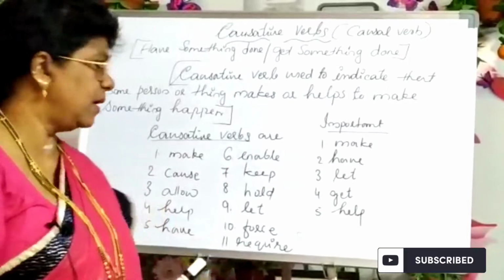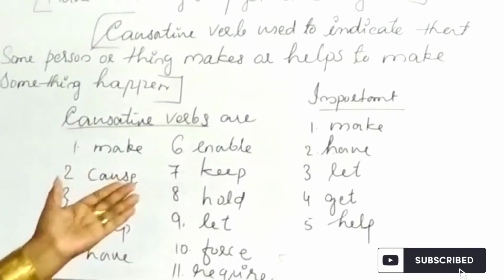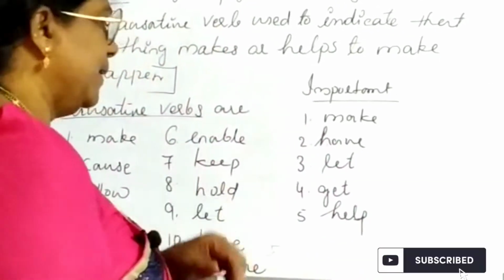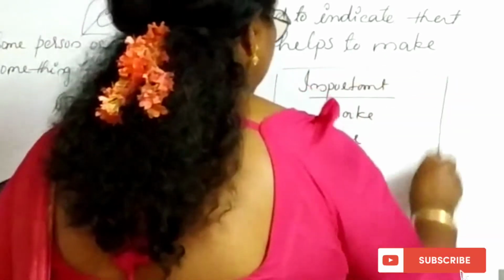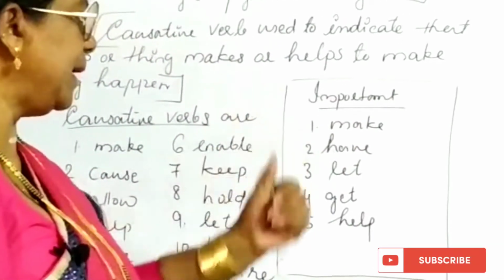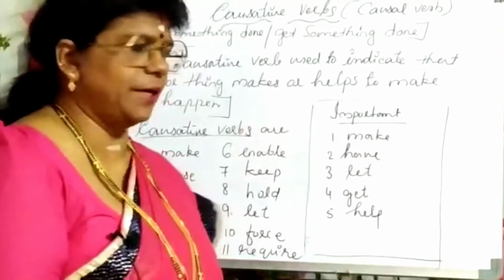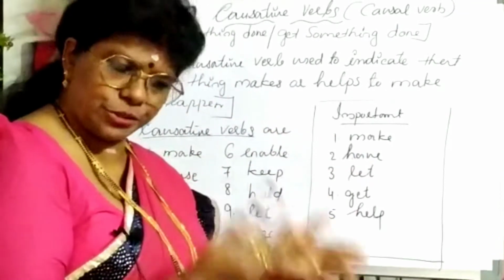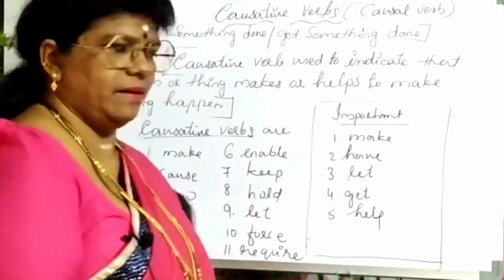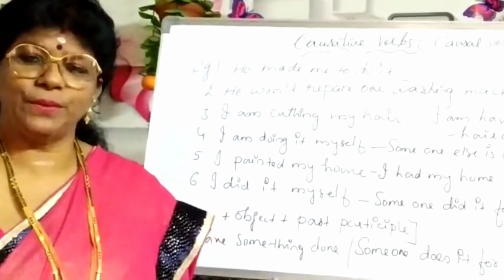So many causative verbs are there, like make, cause, allow, help, have, enable, keep, hold, let, force, require. But out of these, many are very important. So day to day we'll use these causative verbs: make, have, let, get, help. These are the important causative verbs we are using. So in short, we can say causative verbs mean have something done or get something done. That is only the definition we can say in short. Let us go through certain examples.